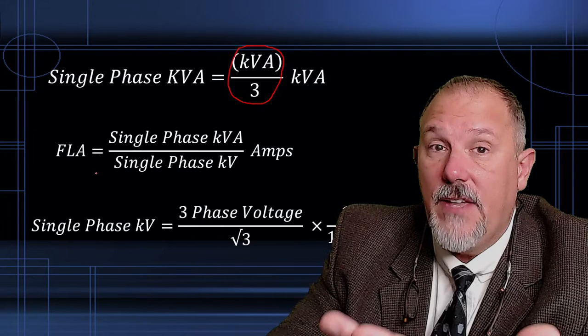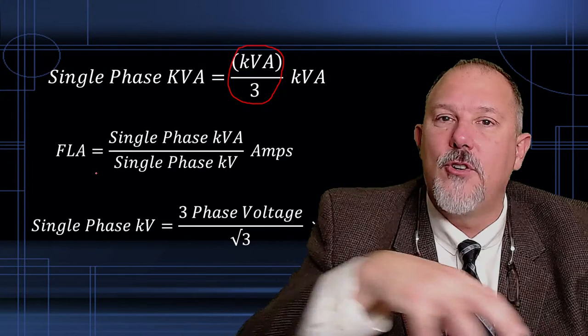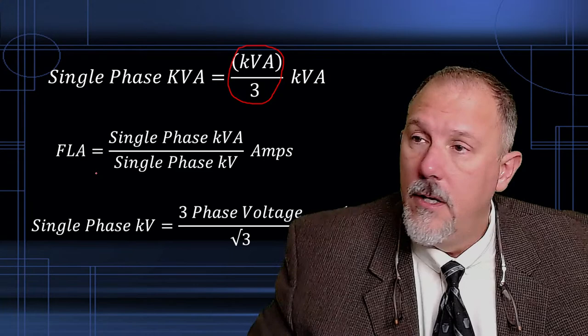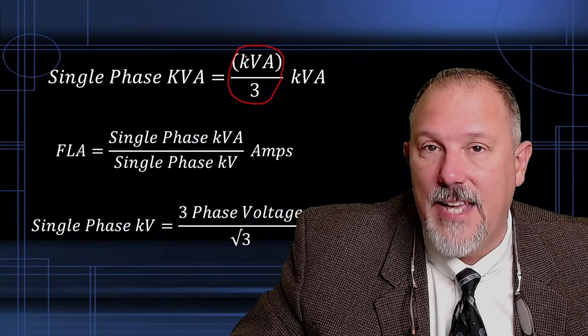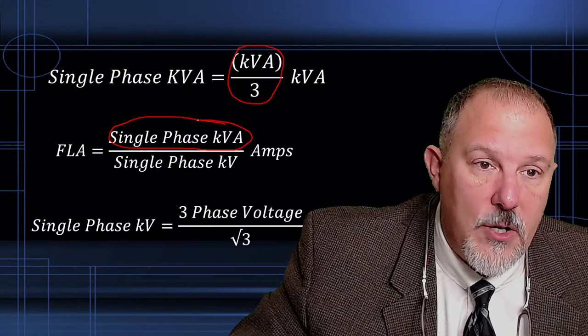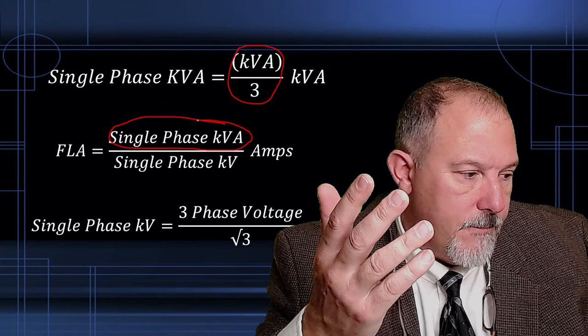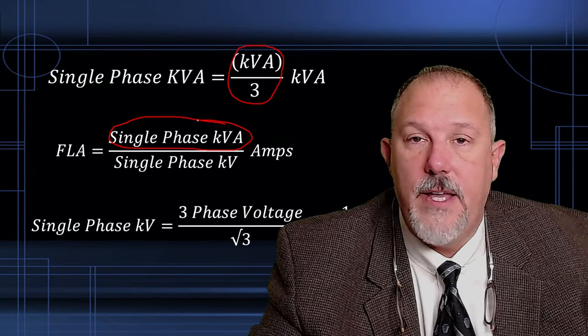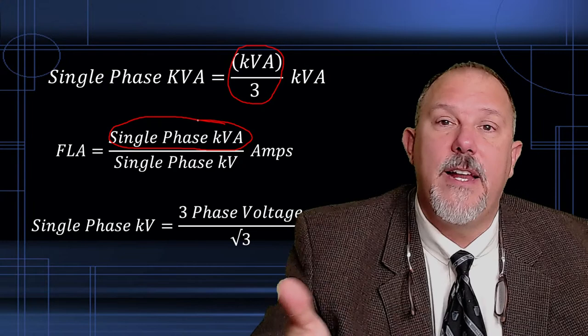So if I'm doing a three phase transformer, I want to get all of my parameters over to single phase, and then I just do a single phase calculation for full load amps. So to get the single phase kVA, I take my three phase kVA divided by 3. That tells me my single phase kVA. And that would satisfy the top equation, my single phase kVA. So if I have a 300 kVA transformer, my single phase kVA is 100 kVA, right? Whatever my kVA is, divided by 3, and that's my single phase kVA.